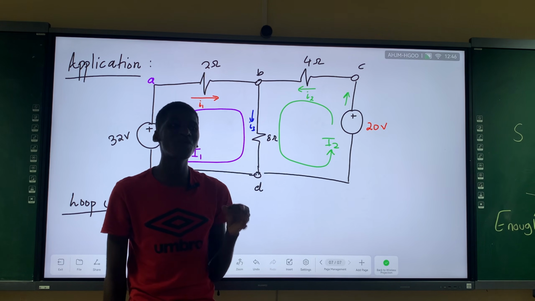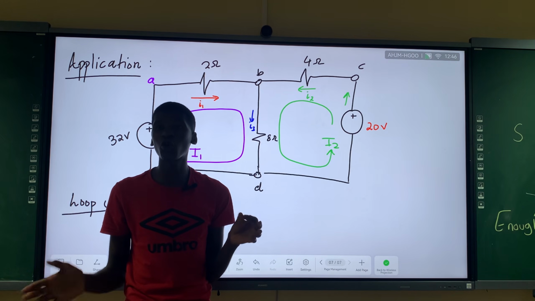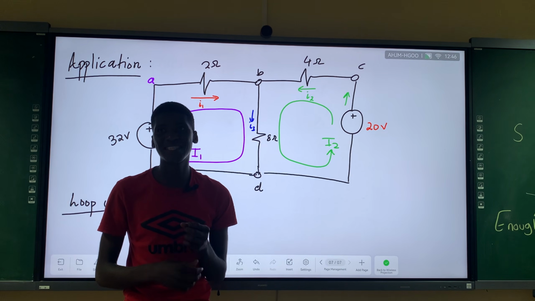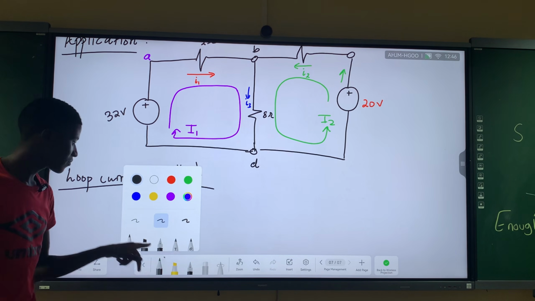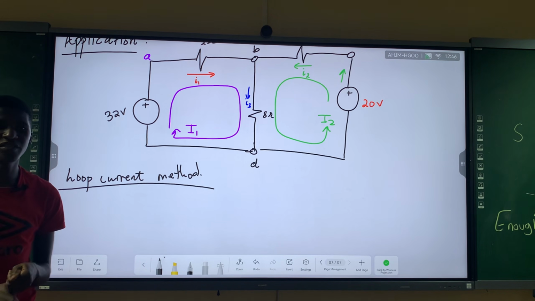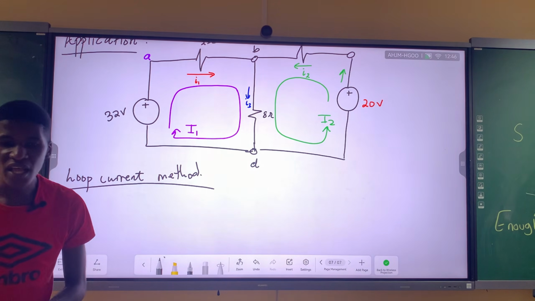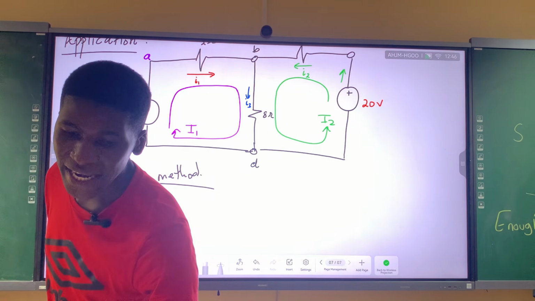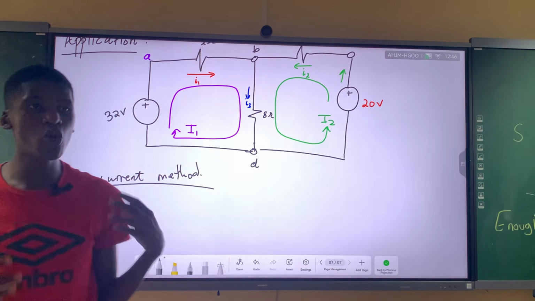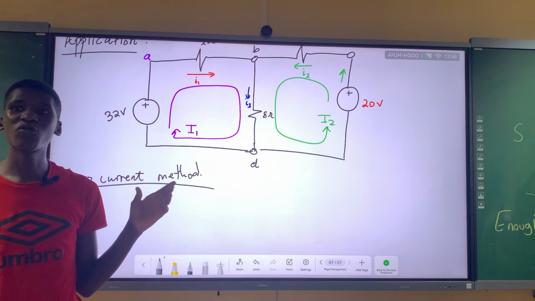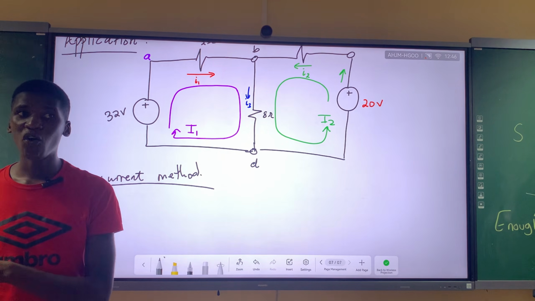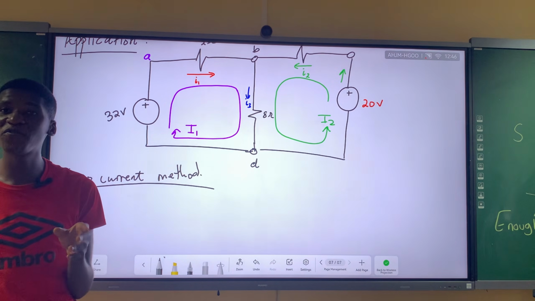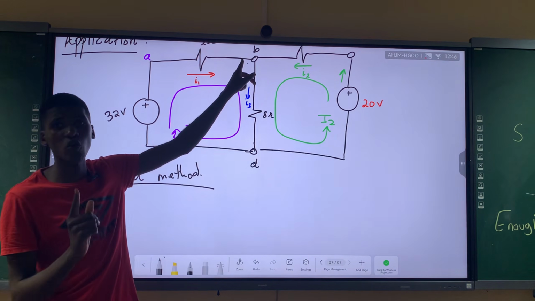So whenever they say do a loop current method, you have to draw 2 current loops. That's the first thing. So now, what about the expression? How are we going to work out the expression for Kirchhoff's law? Here we're going to do Kirchhoff's loop, the voltage law. Because once we talk about a loop, think of the voltage law. Because when we talk about the current law, you have to focus on only one specific node.